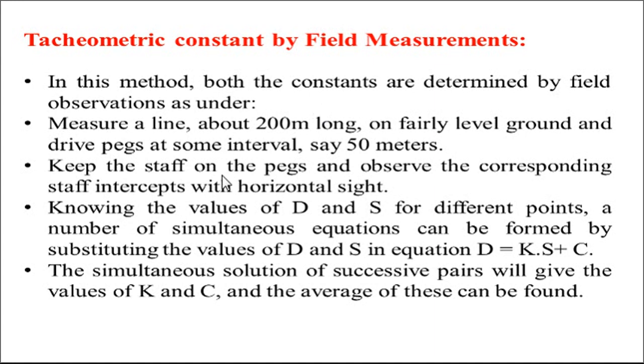Then keep the staff on the pegs, say 1, 2, 3, 4, and observe the corresponding staff intercept with horizontal line of sight. Means the line of sight should be a horizontal one. So by keeping the staff at peg 1, 2, 3, 4, we have to take the 3 crosshair readings. Next step, knowing the values of distance, that is from instrument station to peg 1, then instrument station to peg 2, instrument station to peg 3, and instrument station to peg 4. These distances we can measure.